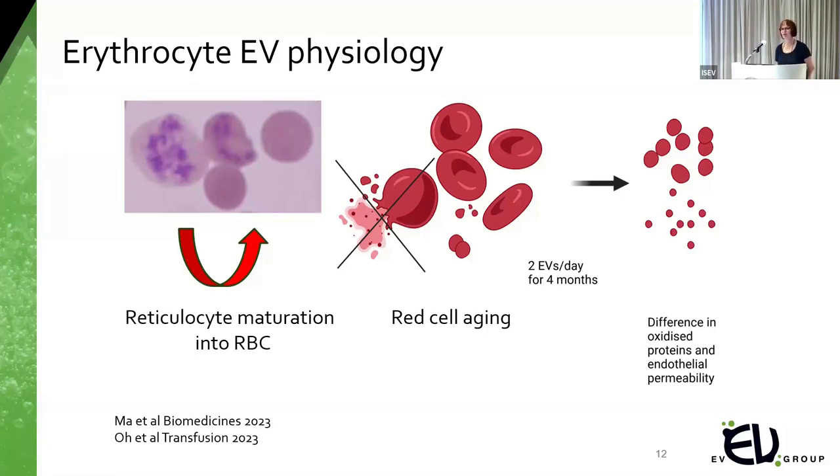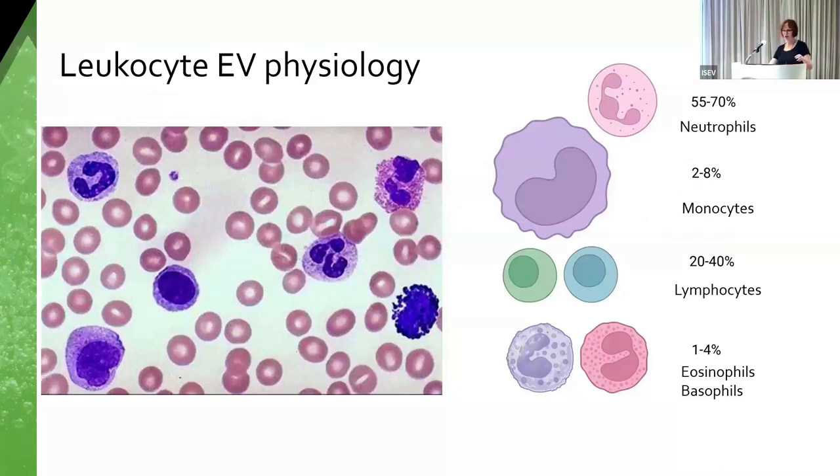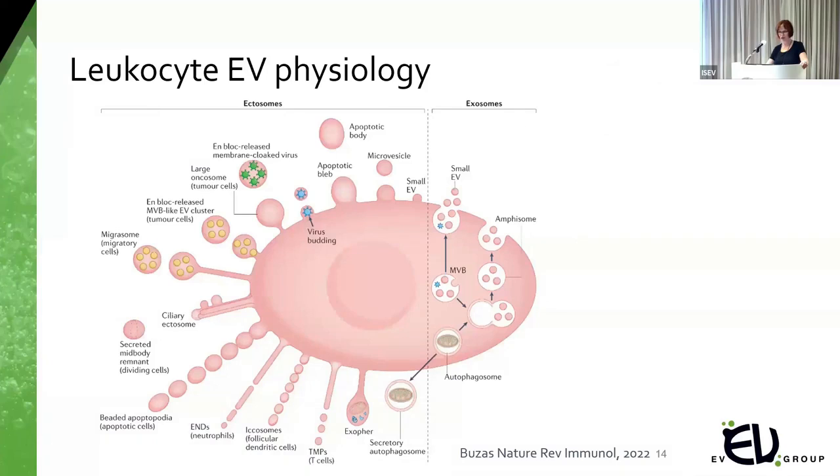And what I found interesting is that it's been shown that erythrocytes can form two populations, large and small EVs, and they seem to have different capacities to handle oxidized proteins and to protect the endothelial permeability, as mentioned in the beginning. What about the leukocytes? There are many different flavors in different proportions, and this is a really vast amount of literature because there's been a lot of research ongoing.